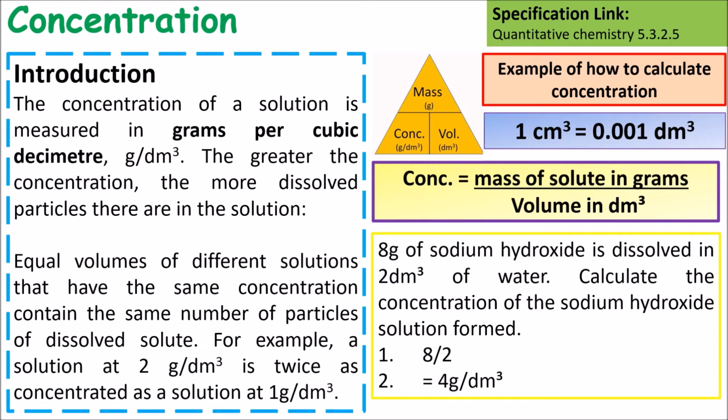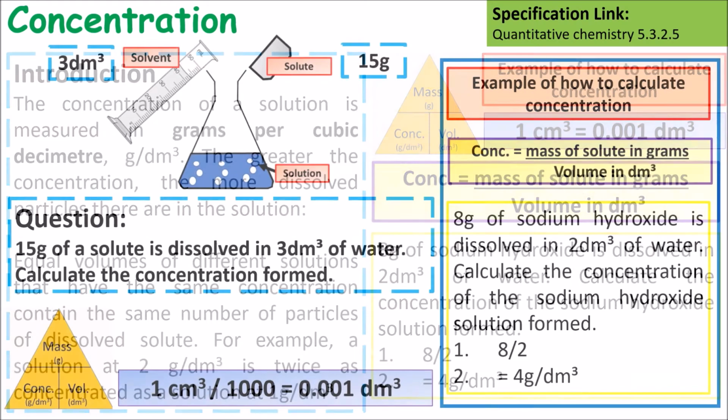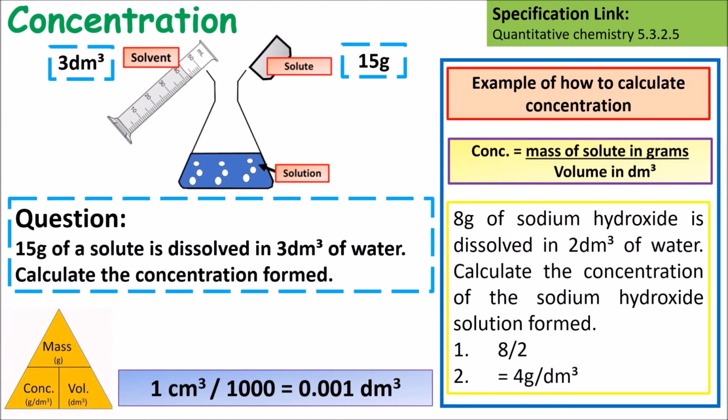The equation for concentration is just the mass of the solute in grams divided by the volume in decimeter cubed. So if we had 15 grams of a solute that is dissolved in 3 decimeter cubed of water, we would calculate the concentration to be 15 divided by 3, which would just give us 5 grams per decimeter cubed.